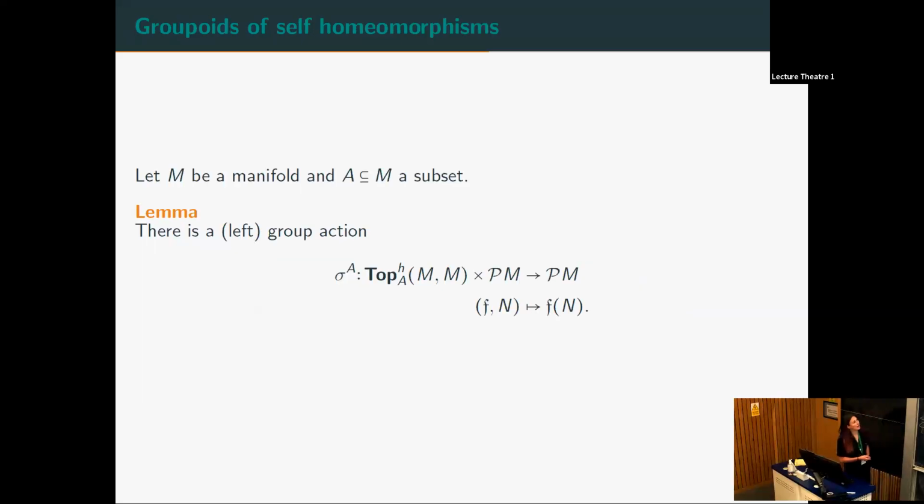Okay, and then for the next equivalence relation, I need to set up a bit of new notation. So if we take M to be any manifold and A a subset, there's always a left group action of homeomorphisms from M to M fixing A, and I can act on any subset just by looking at its image.